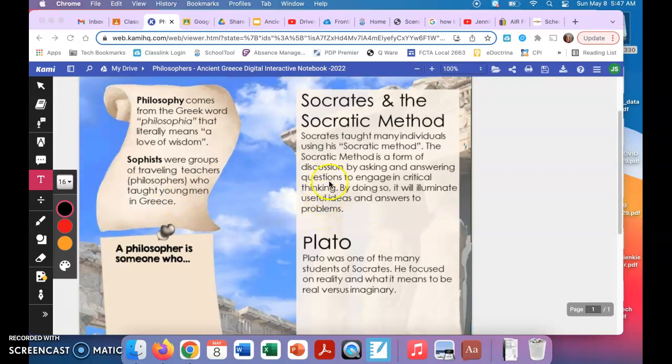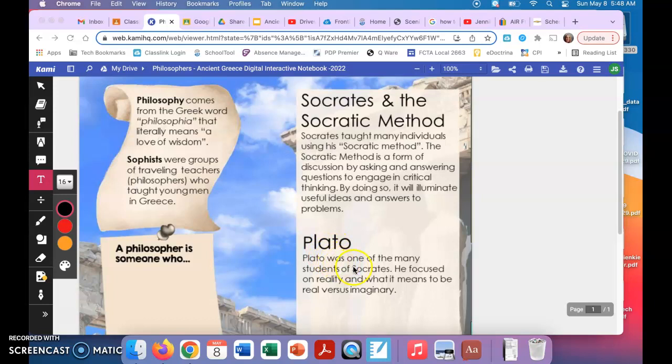On the right, Socrates, and the Socratic method. Socrates taught many individuals using his Socratic method. The Socratic method is a form of discussion by asking and answering questions to engage in critical thinking. By doing so, it will illuminate useful ideas and answers to problems.